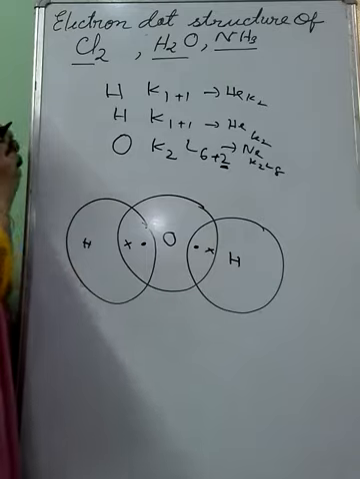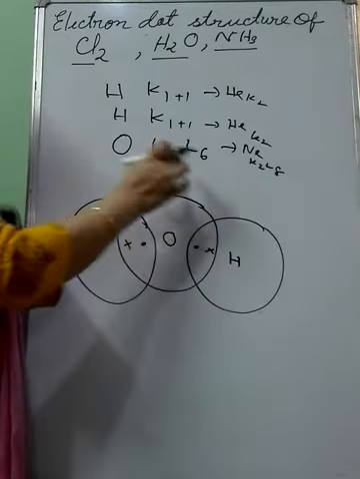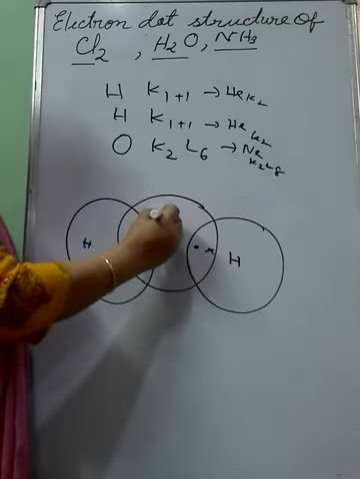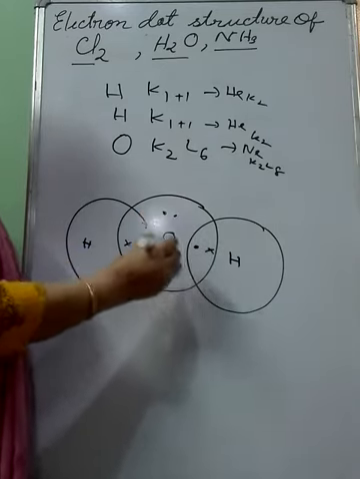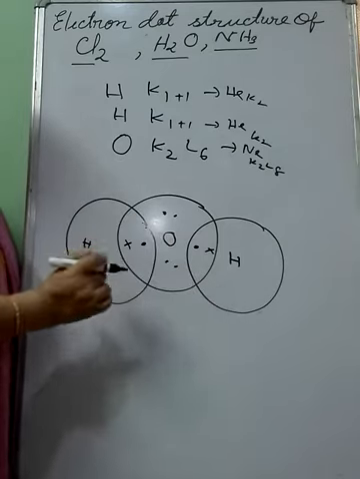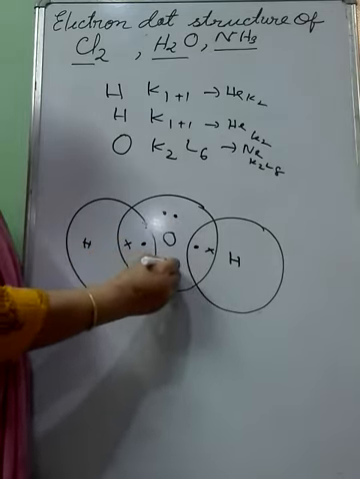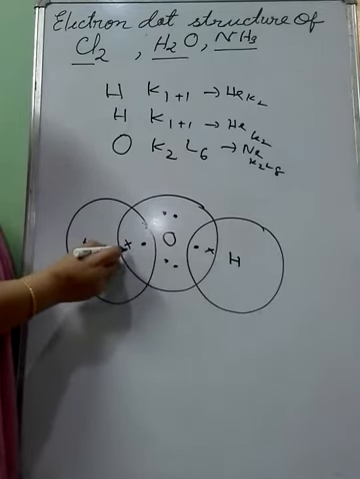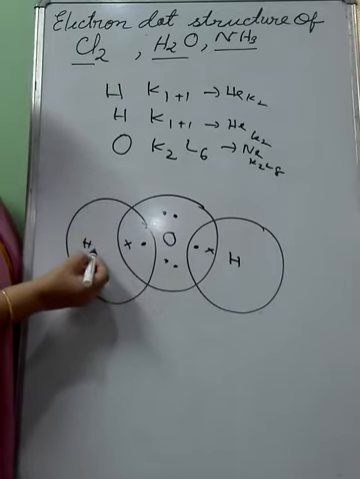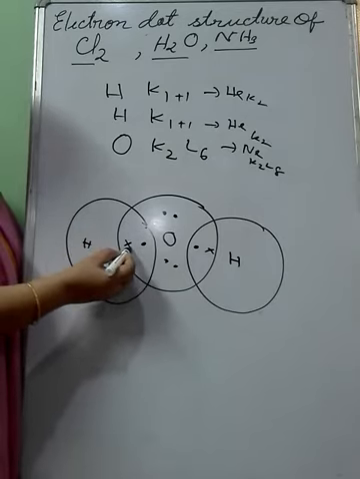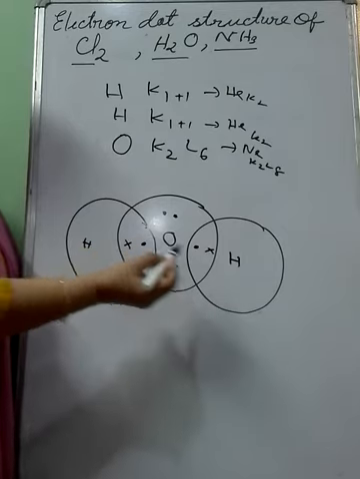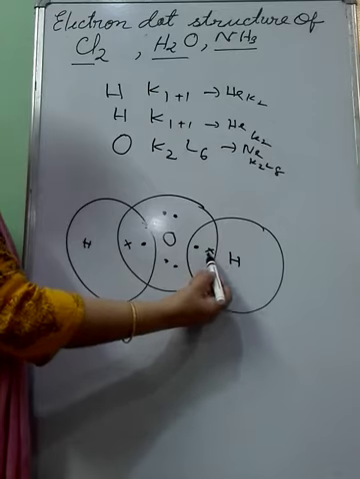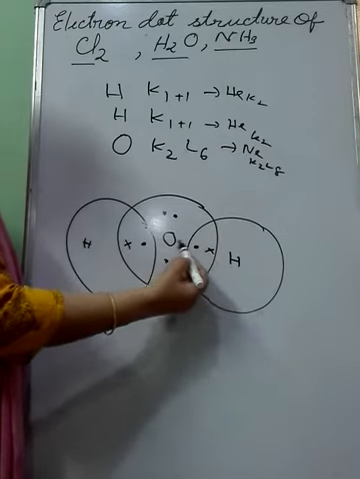In the outermost shell of oxygen, how many electrons are there? 6. So 2 are contributed here. How many are left? 4. Those 4 I am giving here, 1, 2, 3, 4 in the non-overlapping region. So this is the dot structure for the oxygen. Here, this is one pair of electrons shared, and in this pair, the cross is the electron contributed by hydrogen, and this dot is from the oxygen. Again on this side, this cross is the outermost electron of hydrogen contributed in the sharing, and this dot is for the oxygen.